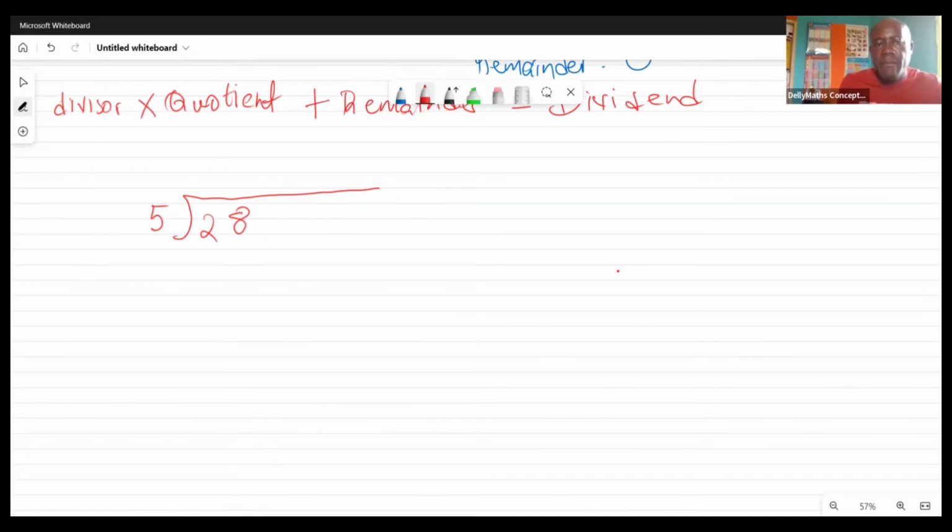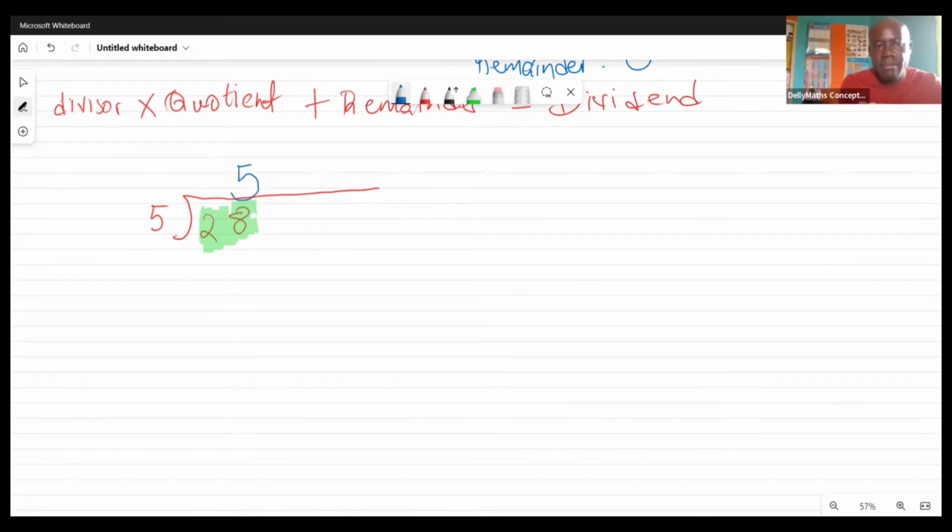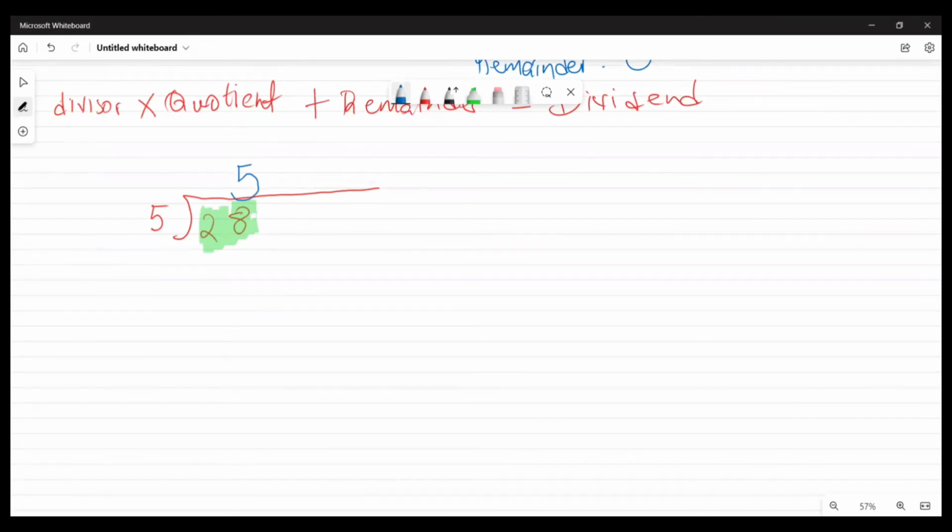Now we're going to say 5 into what? 5 into 2, we can't because the 5 is bigger than the 2. Then we're going to have to say 5 into 28. At this time, your timetable is what is going to help you. 5 into 28 is how many times? 5 times. You notice I'm going to put the 5 over the 8.